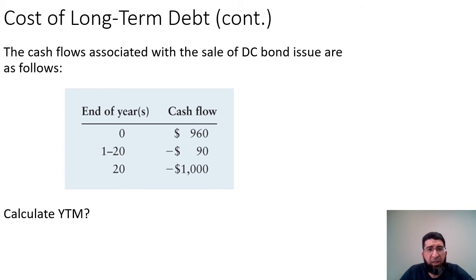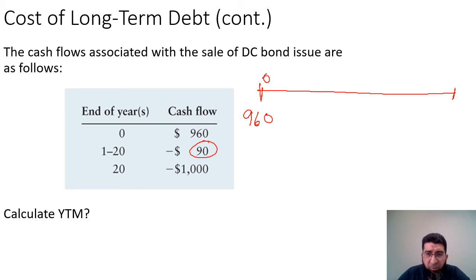So these are the cash flows associated with the sale of a DC bond issue. 960 is the cash that they receive. In the future, they will be paying $1,000 and 90 as the coupon cash flows. So it comes out to be something like this on the timeline if we plot it. 960 is what they will receive now, and the firm is supposed to pay 90, 90, 90, and so on.